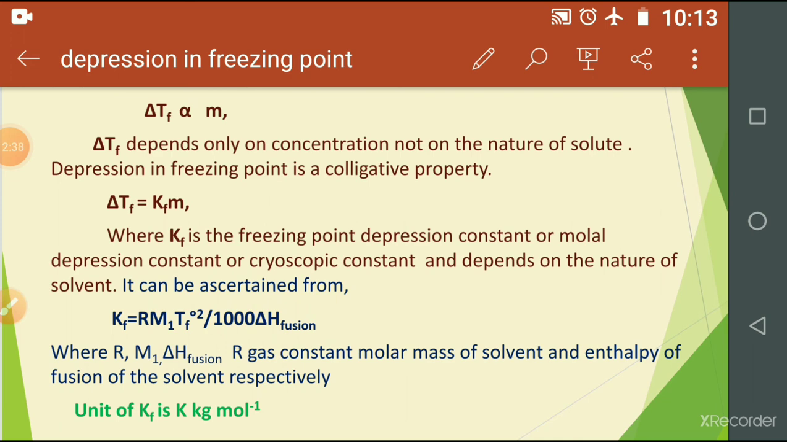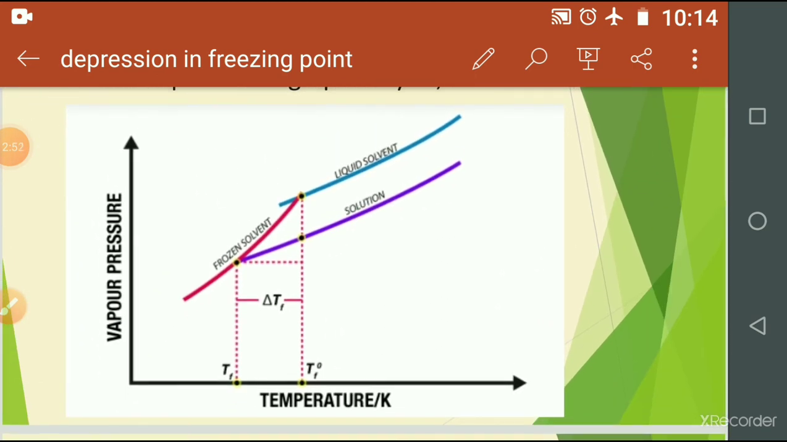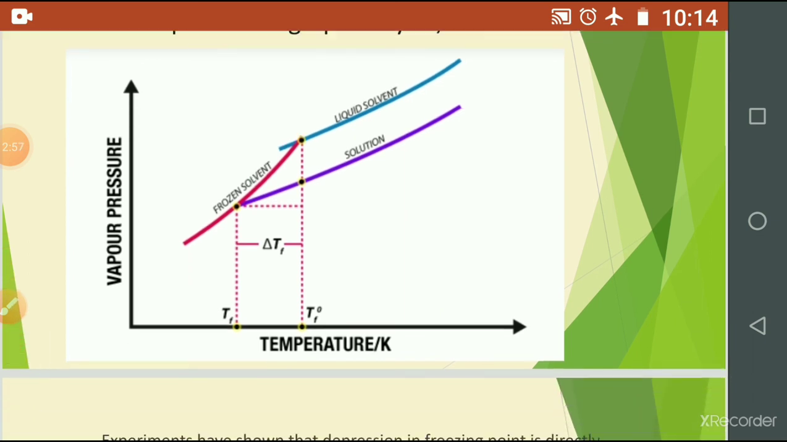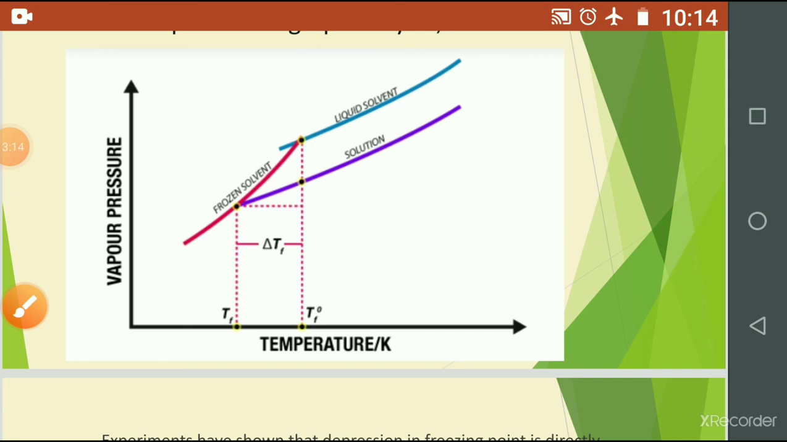They may ask you to justify that elevation in boiling point or depression in freezing point is a colligative property. Generally they ask for 1 mark. Represent depression in freezing point or elevation in boiling point graphically. You only have to draw the graph. When drawing the graph, see that vapor pressure should be plotted along the y-axis and you have to mention that it increases from bottom to top, and temperature increases from left to right. Okay, so in the next class we will solve some problems based on these two concepts.